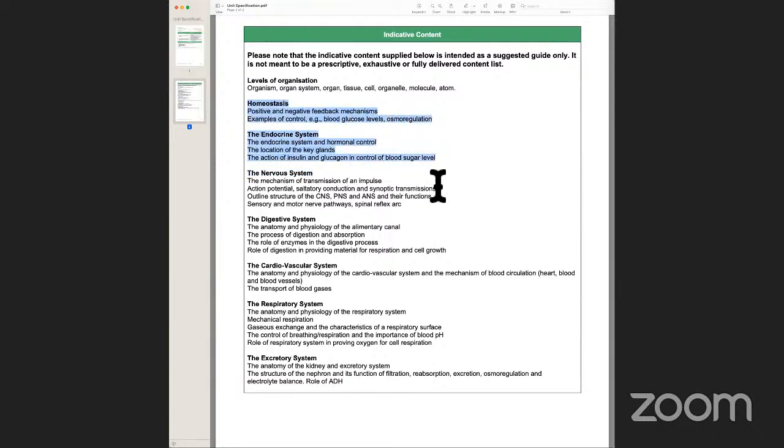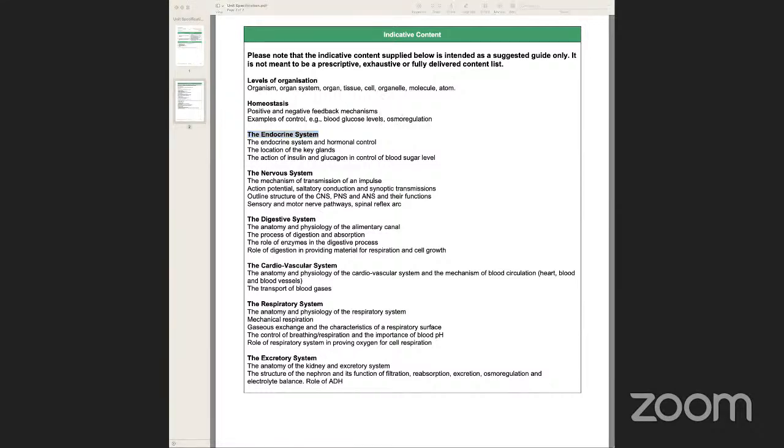But independently, we have to develop a good level of understanding of the different body systems. And these include nervous system, digestive system, cardiovascular system, respiratory system, excretory system. So these are 6. And I put the endocrine system along with it. It becomes the 7 systems that we need to look at studying.